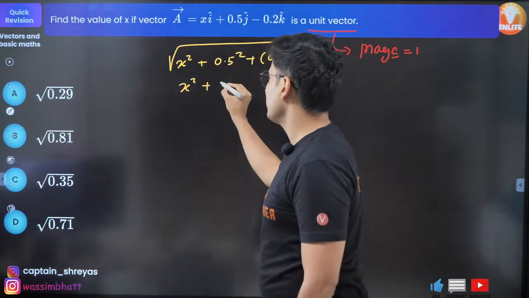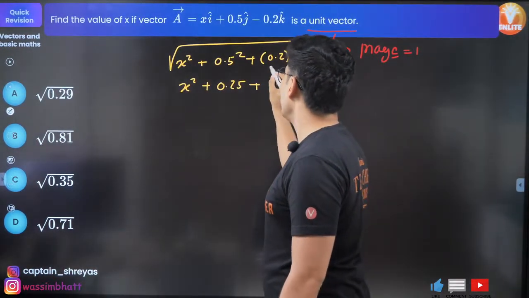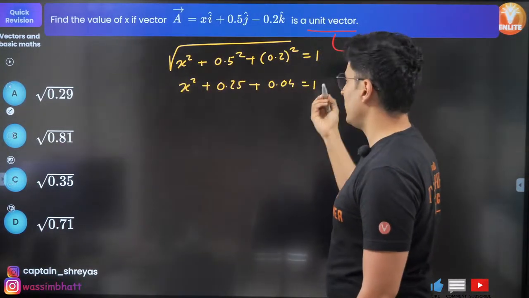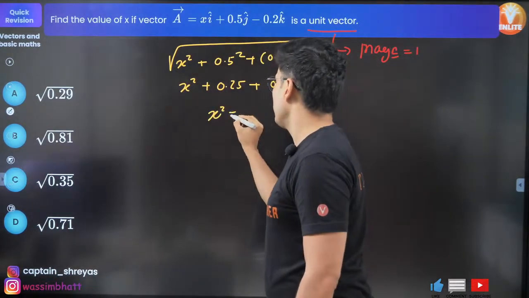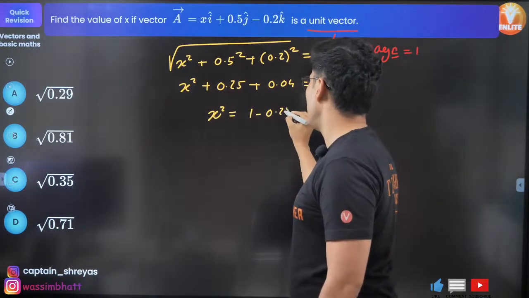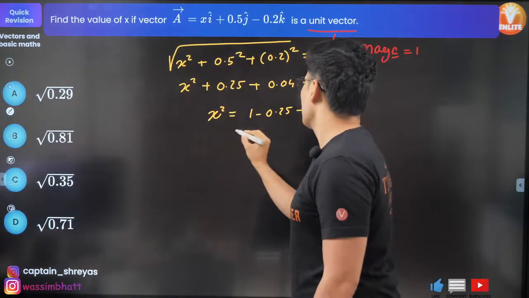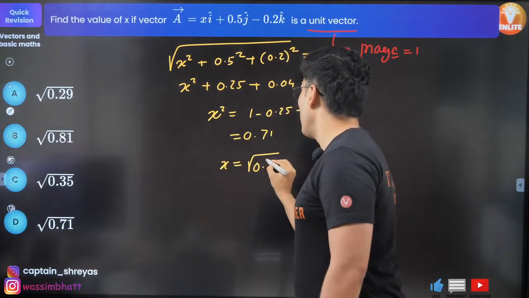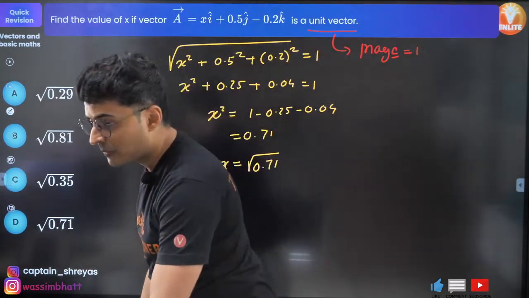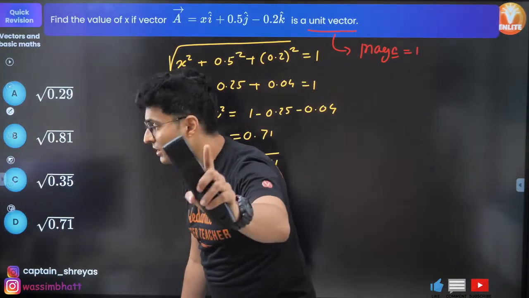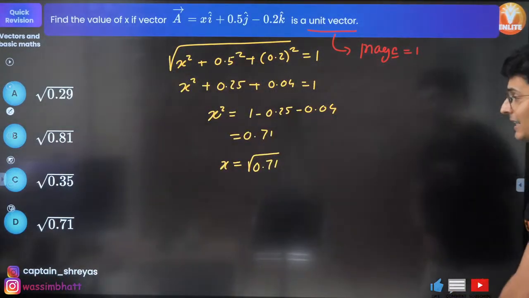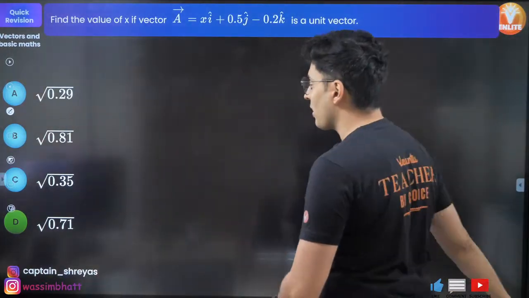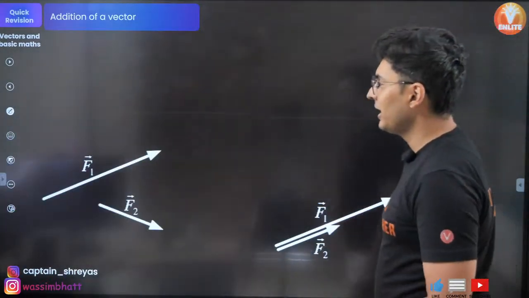x square plus 0.5 square, which is 0.25, plus 0.2 square, which is 0.04, is equal to 1 square, which is 1. So x square will be 1 minus 0.25 minus 0.04, which is 0.71. So x will be root of 0.71. How many of you got it? Very good, Oblia, very good, Natarajan. Very good, excellent. Option D is correcto. Amazingo, proud of you. Amazing, you're doing great.